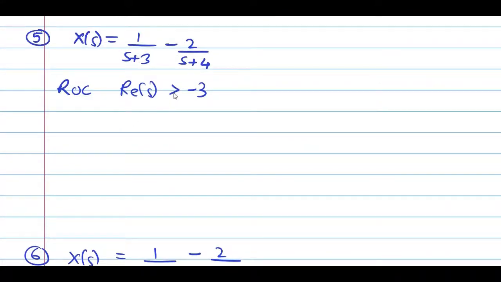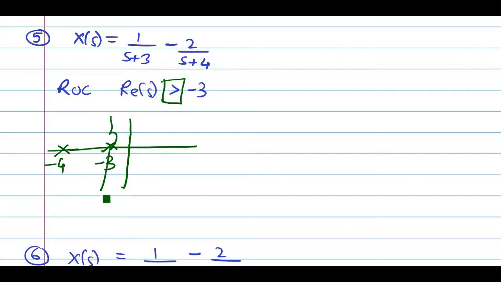In this case, real of s is greater than minus 3. So don't rush. First you mark the poles. One pole is at minus 3: equate the denominator with 0, so s plus 3 equal to 0, so one pole is at minus 3. Another pole, s plus 4 equal to 0, so another pole is at s equal to minus 4, and given ROC is real of s greater than minus 3, that means it is on the right hand side.